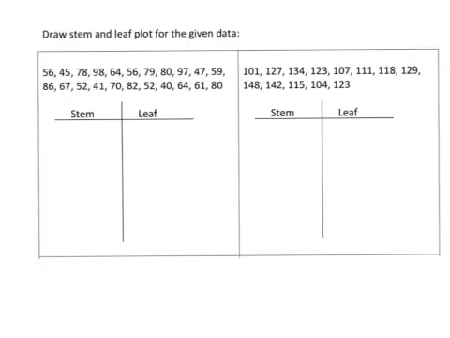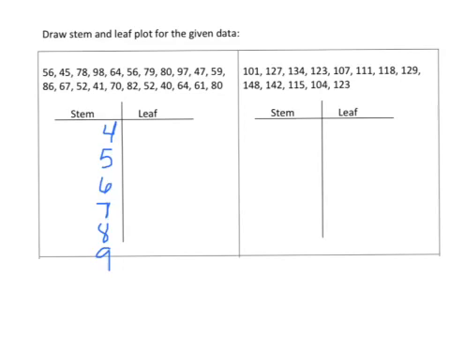Let's try a couple. It says to draw a stem and leaf plot for the given data numbers here. So when I look at this, I'm going to try to figure out what my stems are and what my leaves are. I'm looking to see what my smallest numbers are. I see that I've got numbers in the 40s, and I don't see anything bigger or smaller than 40. And I see that it goes all the way up to 90. So my stems are going to be in the 40s, the 50s, the 60s, the 70s, the 80s, and the 90s.